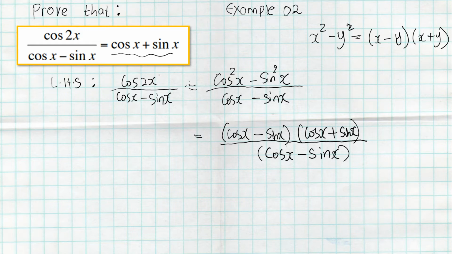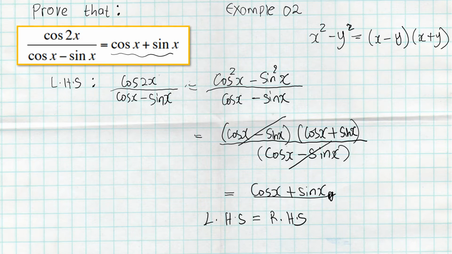So I have my cos x minus sin x there on top and on the denominator. So cos x minus sin x will cancel out with cos x minus sin x. I'm going to be left with cos x plus sin x. Now you can see that therefore the left hand side is the same as the right hand side, because both of them are equal to cos x plus sin x.